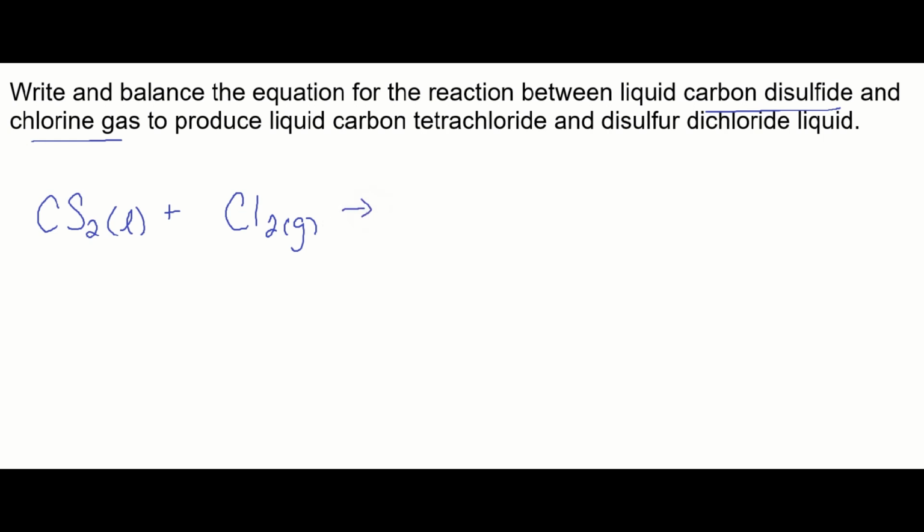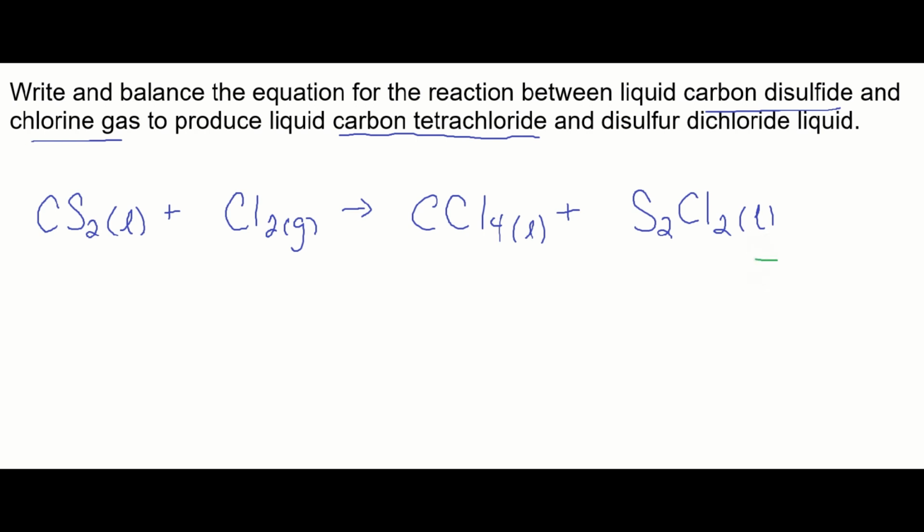And we're told that produces carbon tetrachloride. So that's C for carbon, Cl4 for the 4 chlorines. And that's a liquid. And disulfur is S2, dichloride is Cl2. And we're also told that that's a liquid.